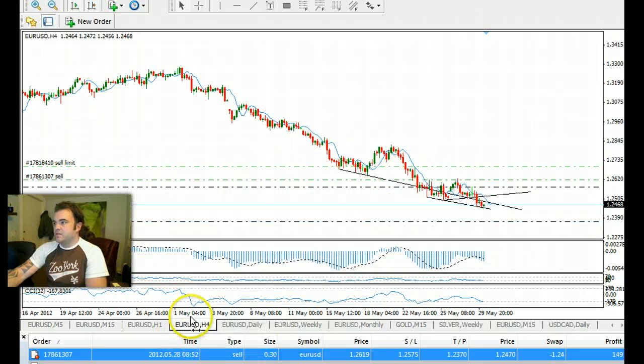Now let's look and see if there is an up move in the intraday. Otherwise, if we get below this trend line here, I'm not going to try to catch anything really.